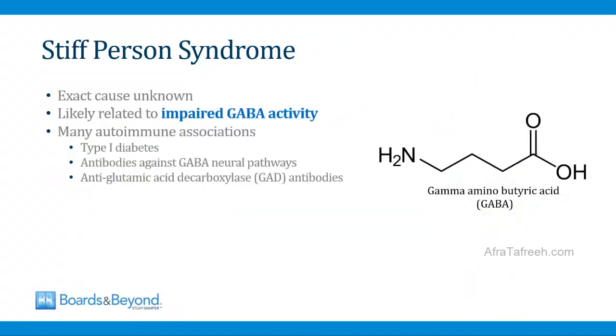The exact cause is unknown, but it's likely related to impaired GABA activity. GABA is an inhibitory neurotransmitter, so when you lose GABA activity, neuromuscular function becomes overactive, and it's thought that that's what leads to stiff person syndrome.